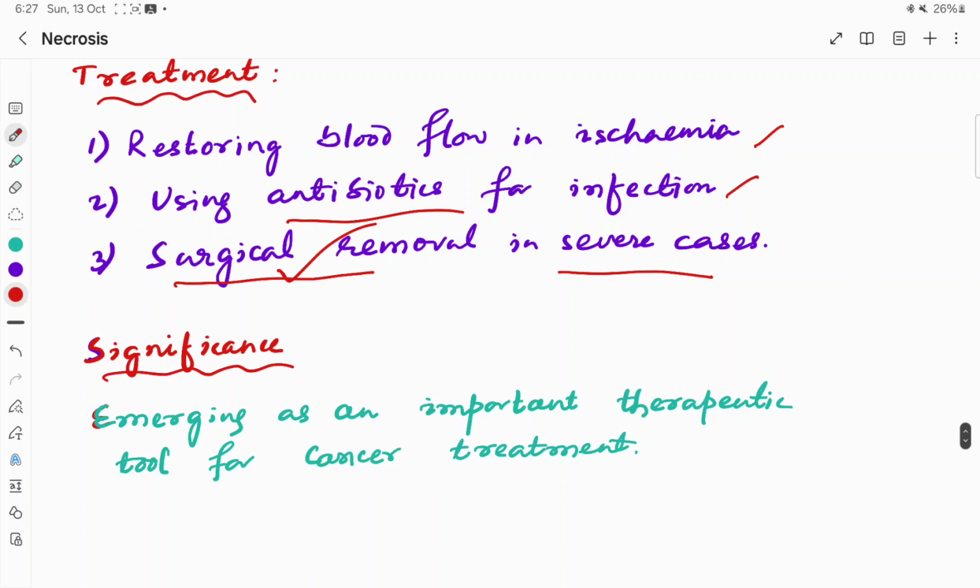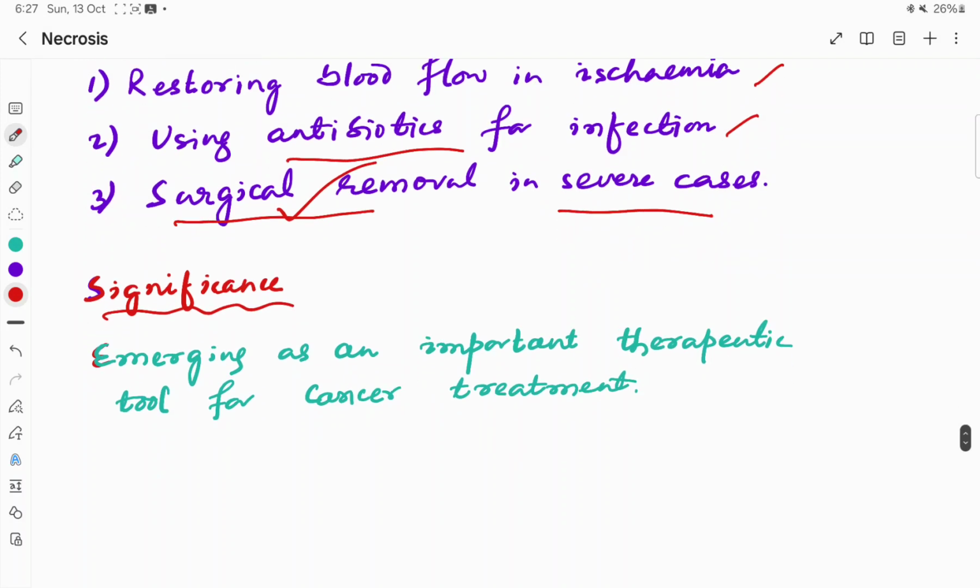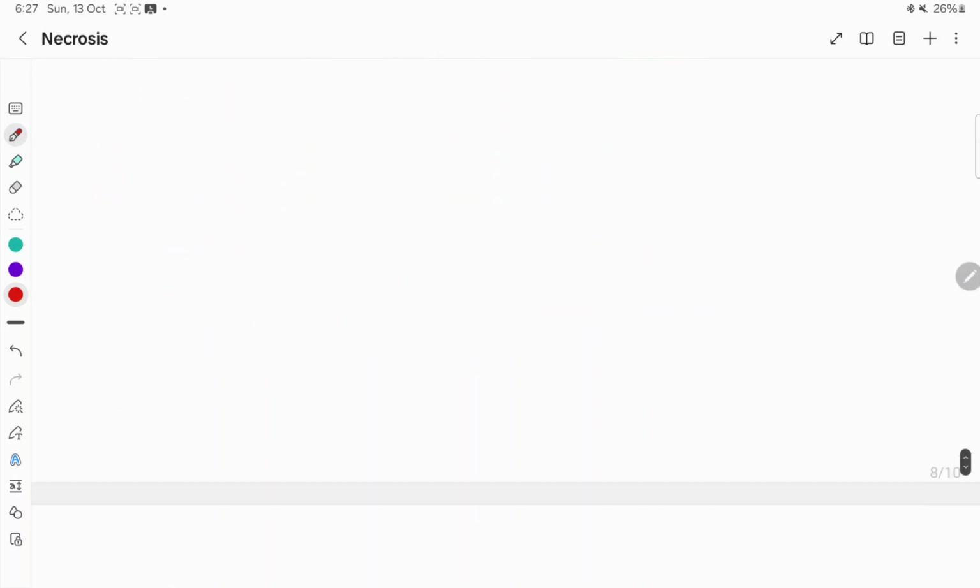And recently this necrosis is emerging as an important therapeutic tool for cancer treatment. So this is all about necrosis.